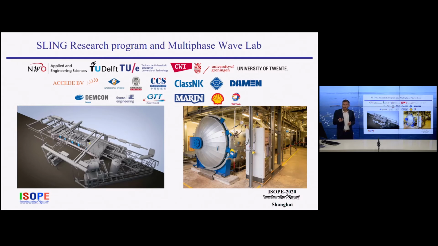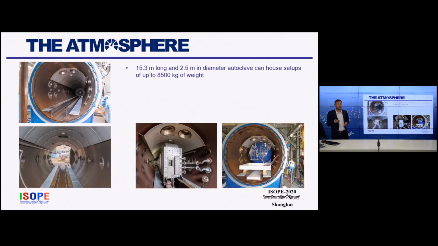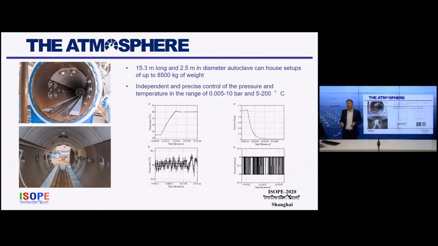To highlight the capabilities of this facility, we decided to change its name from Multiphase Wave Lab, which you can also see in the paper, to the Atmosphere. The Atmosphere consists of a 15.3 meter long and 2.5 meter diameter autoclave, which can house different setups of up to 8.5 tons. We can independently and precisely control the pressure and temperature. The pressure ranges from 5 millibars to 10 bars, and temperature from 5 degrees to 200 degrees. Here on this graph, you can see how precisely we can do it.